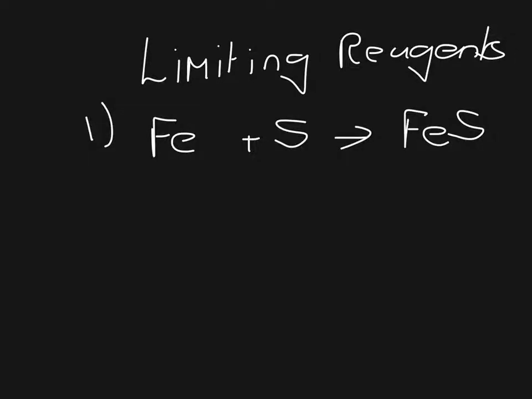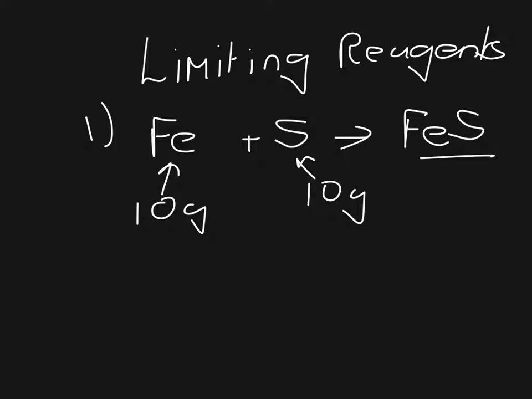For some questions, we have to decide which of our reagents is in excess. So, for example, let's look at this equation here. I've got some iron reacting with sulfur to make iron sulfide. And let's say the question says I've got 10 grams of iron and I've got 10 grams of sulfur, and they want me to work out how much iron sulfide will I make.